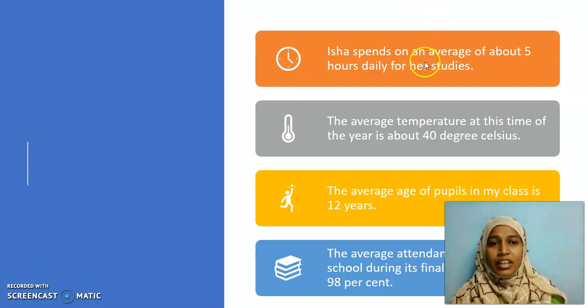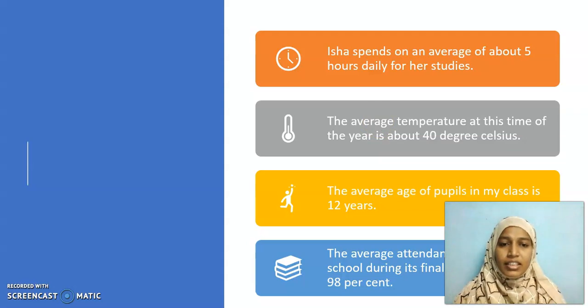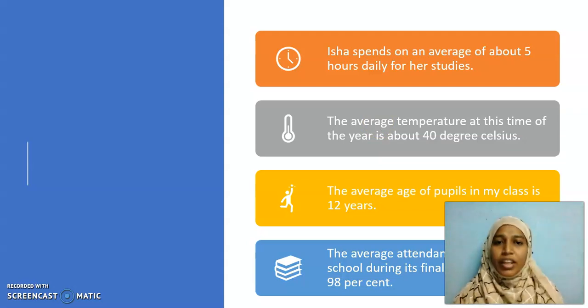Yes, my dear children. The word average is repeated in all these 4 sentences. Hope you have identified. Very good. Well done. This average gives us the central idea of the data. She may be working 8 hours one day. On some other day, many guests would have come, and Isha would have spent only 3 hours to study. But on an average, maybe for the whole month or for the whole year, she used to spend 5 hours daily.